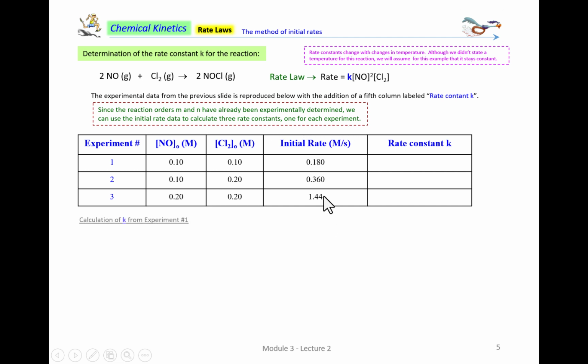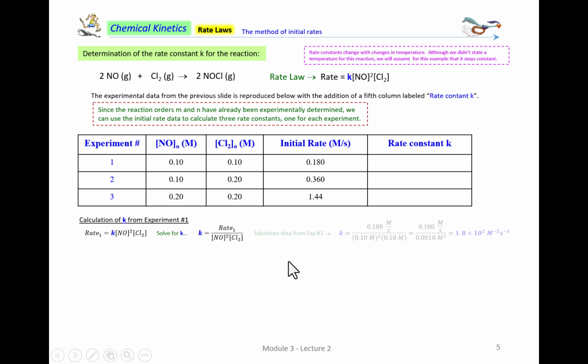So let's calculate K from experiment 1. The rate from experiment 1, which we'll call rate 1, that would be the 0.18 here, we know is equal to K times NO squared times chlorine. So we can solve for K, and that would be the initial rate 1, divided by NO concentration squared times chlorine concentration. And we have all that information here in experiment 1.